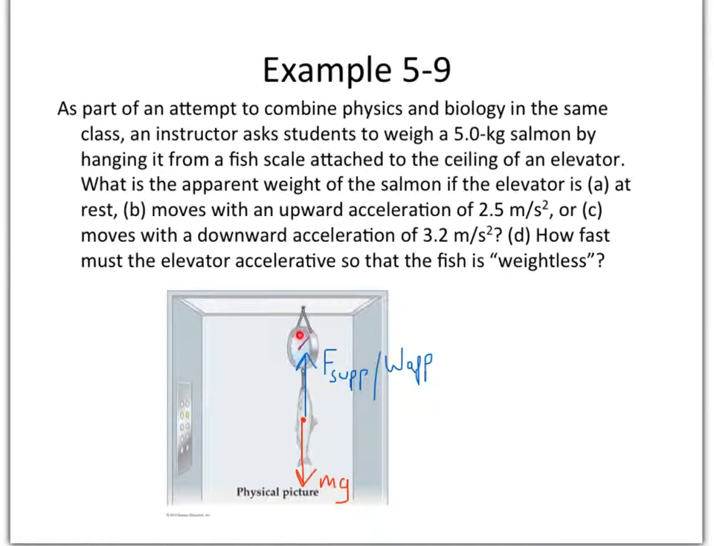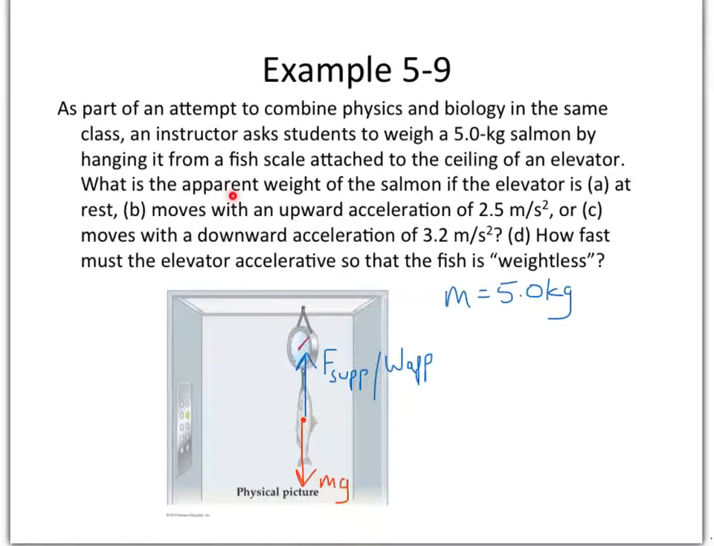Okay, let's go ahead and read this. So combining physics and biology at the same time, an instructor asked students to weigh a 5 kilogram salmon by hanging it from a fish scale attached to the ceiling of an elevator. All right, so we've established that already. Our salmon is mass equals 5.0 kilograms. Got it. What we're being asked to find is, what is the apparent weight?